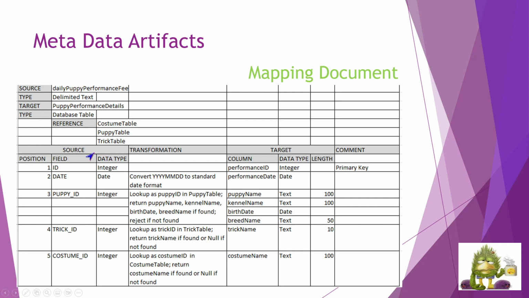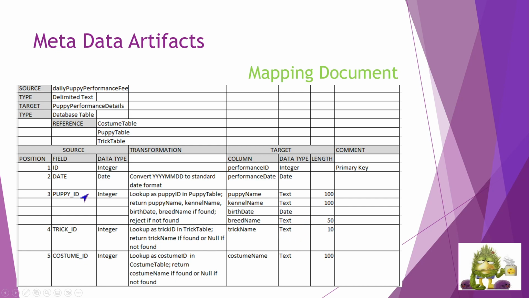So a mapping document typically says, here's my source. This is the position in the table that's coming in. This is the position in the text file that it's in. This is the field name. This is the data type that I associate with it. And then here is a transformation. And then the target it's going to and other information about that target.